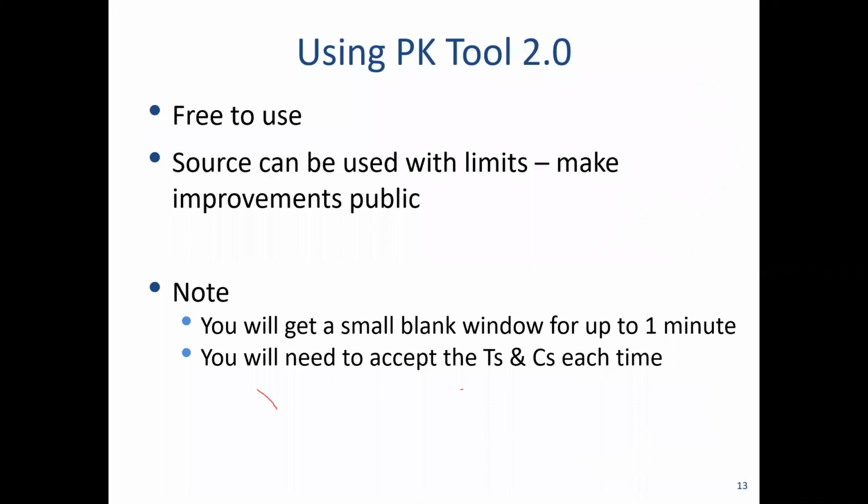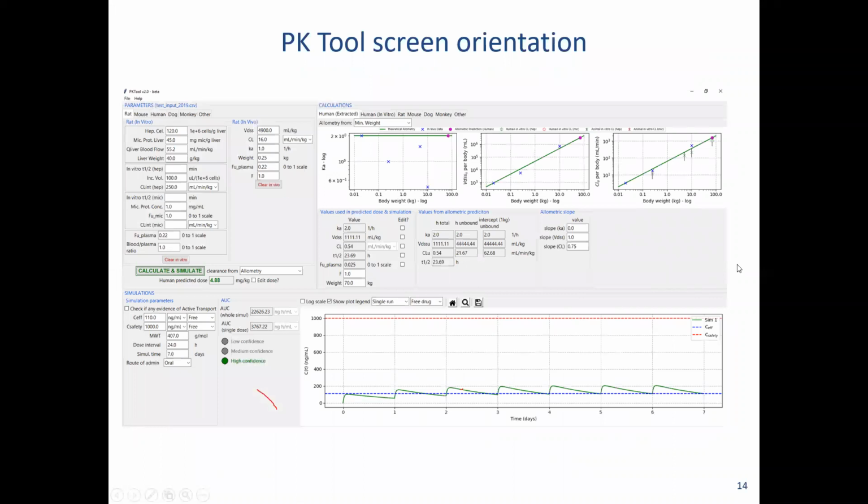Okay, when you start up the tool, you will get a small blank window, which, depending on how fast your machine is, could be a little while before you get the screen up for the PK tool, and you'll get the T's and C's, which you just have to accept. This is what it looks like. It looks pretty similar to the old tool in terms of the layout. We've tidied it up in one or two places, but essentially it should be fairly familiar to you. So I'm just going to go through the screen now and explain the different steps.